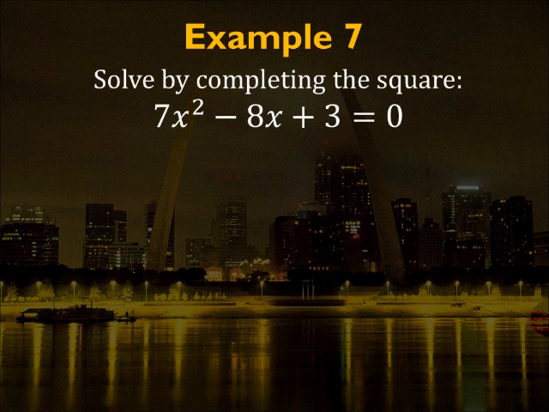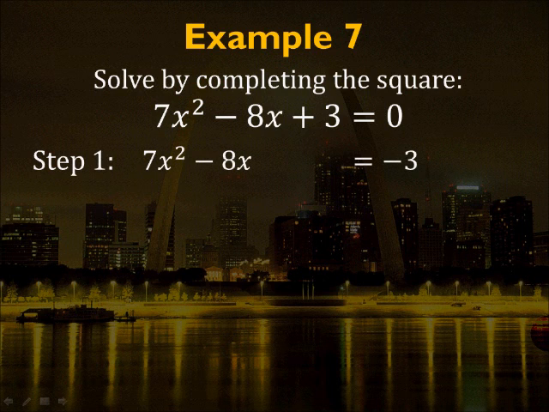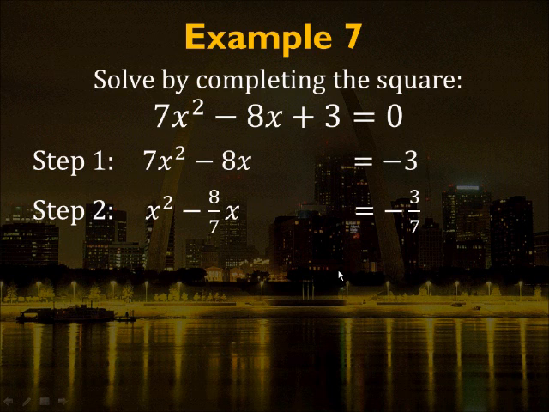7x squared minus 8x plus 3 equals 0. So let's walk through this one, just because we now have a coefficient of the x squared. So first step remains the same. Take the plus 3 on the left, move it to the right. Now you're going to divide all terms by 7 so that you get rid of the coefficient of the x squared term. So x squared minus 8 sevenths x equals negative 3 sevenths.